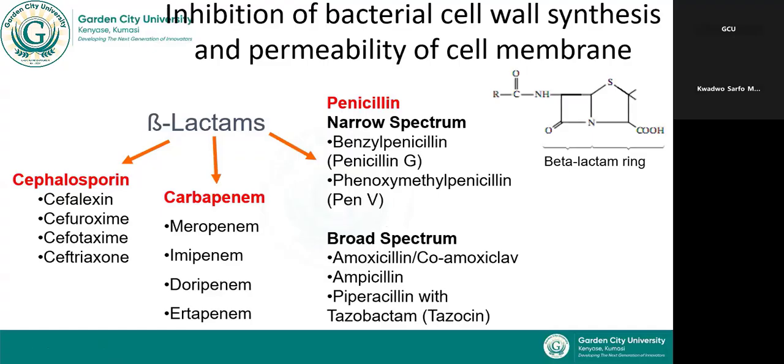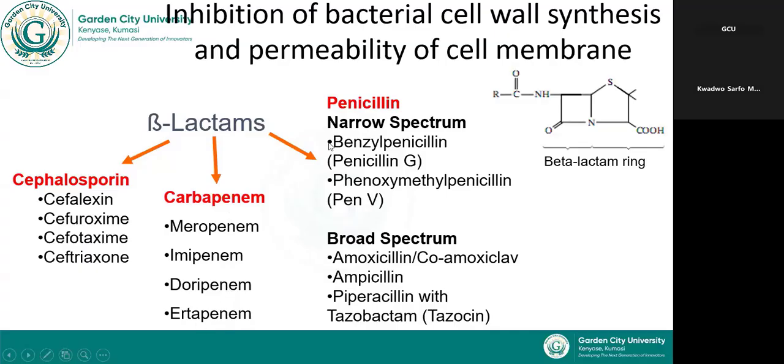So for the antibiotics that target the bacterial cell wall synthesis and the permeability of the cell membrane, we have the types that have double rings. We call them the beta-lactam ring. So penicillins have these rings. Carbapenems have these rings. Cephalosporins also have these rings. That's why they are referred to as beta-lactams. So for the cephalosporins, cefalexin, cefuroxime, cefotaxime, ceftriaxone. Carbapenems, meropenem, imipenem, ertapenem.